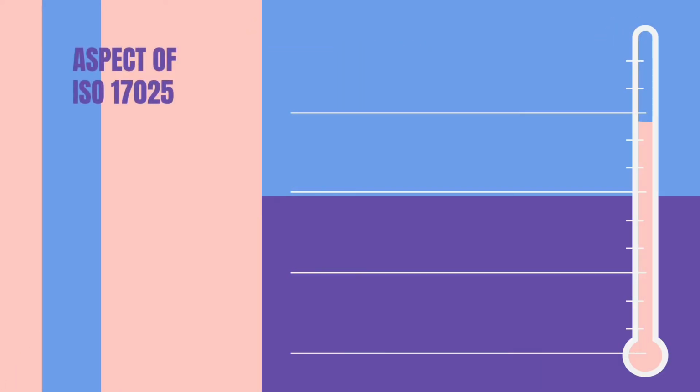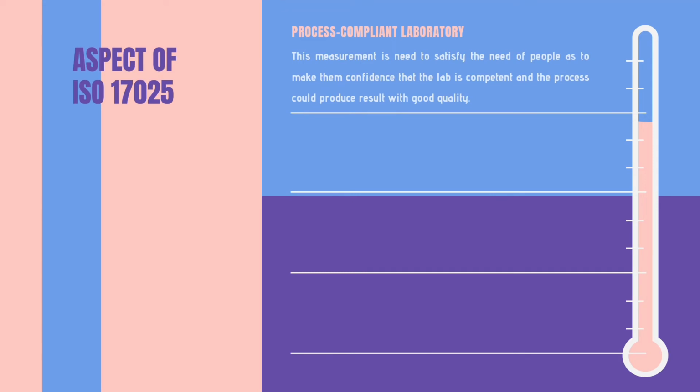Next, we continue to the first aspect of ISO 17025, which is the process compliant laboratory. This process is needed to make the client satisfied and have confidence in the laboratory as it is competent and could produce a good quality result. For your information, in this process, it is necessary to have the internal audit program to make sure the client is very satisfied and confident in the laboratory. And for the external audit program, it is not necessary.